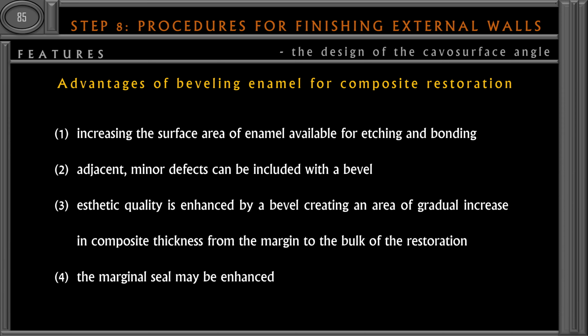advantages. Increasing the surface area of the enamel which is available for etching and bonding is enhanced. So the adjacent and the minor defects can be included with the bevel, and there is no need for extending the entire tooth preparation. Then the aesthetic quality of the restoration is enhanced because of a smooth transition between the tooth and the restoration, and the marginal seal may be enhanced because we are placing the margins in the enamel with etching and bonding. So we all know that composite bonds better to enamel.